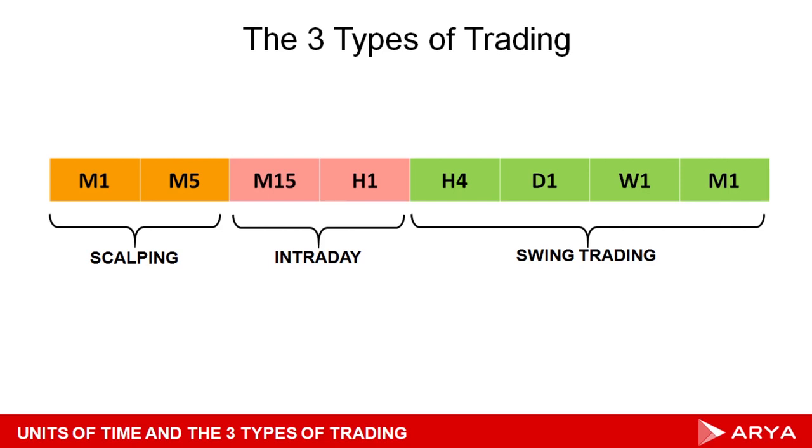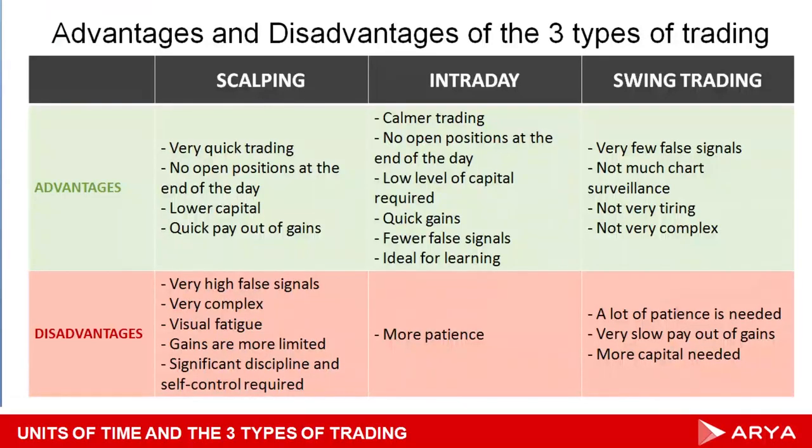We want to give you a brief comparison of the 3 kinds of trading, the advantages and the disadvantages. So we have created a table which compares these 3 types of trading. The first is scalping, which is really the most difficult kind of trading and is recommended when you begin to master stock trading. The advantages are obvious.